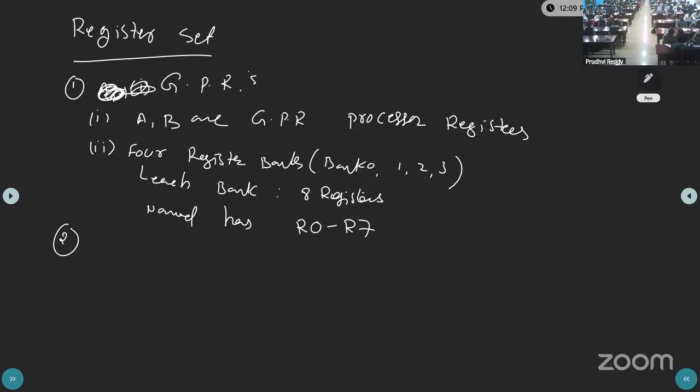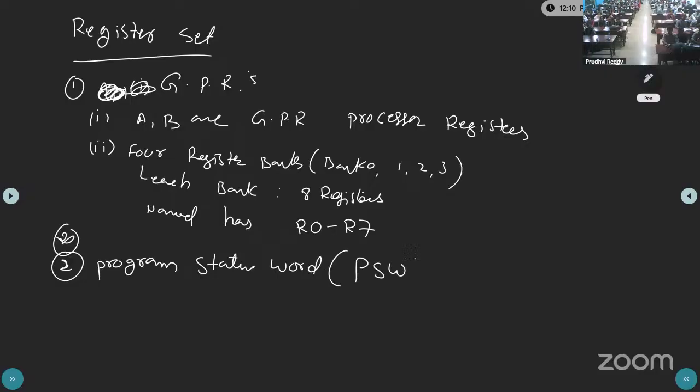General purpose. Before this, a very important register is the program status word. This can be abbreviated as PSW. Program status word, abbreviated as PSW, is 8-bit in size. And all general purpose registers and PSW are 8-bit registers.